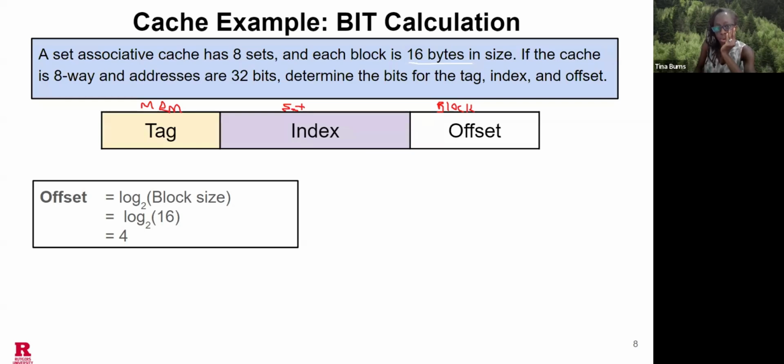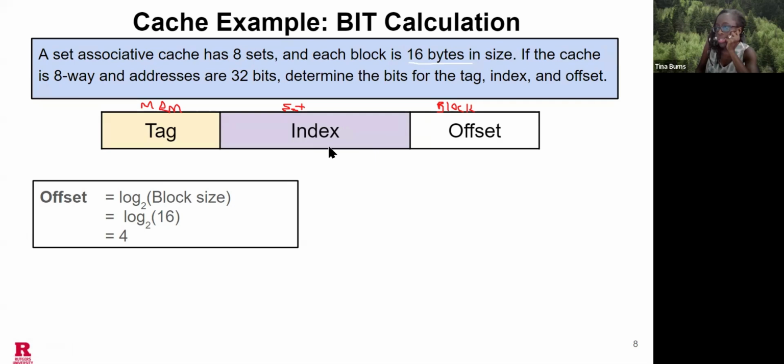All right, now you want to also keep in mind that when we represent the offset, you're going to represent that in the number of bytes needed to represent your block. So how many bytes do I need to represent my particular block, right? These are 16 bytes in size. So if I take the log of that, that will tell me that I need 4 bits of information to represent the offset for this block.